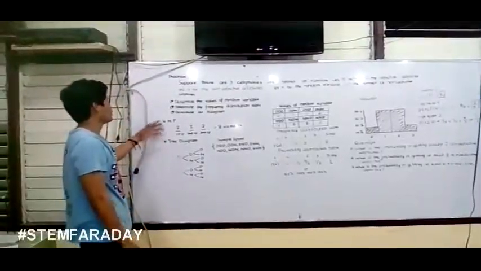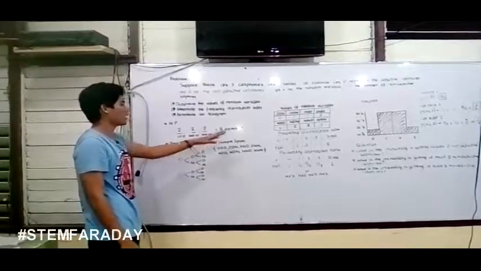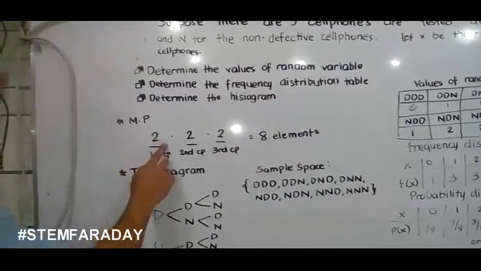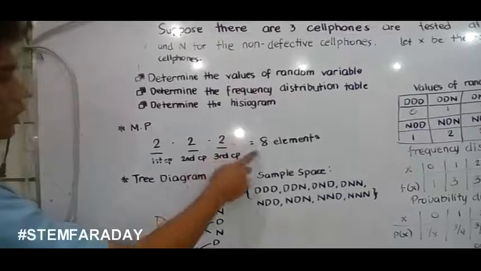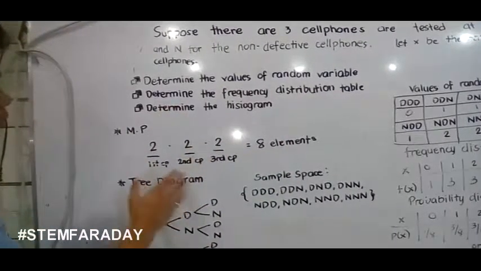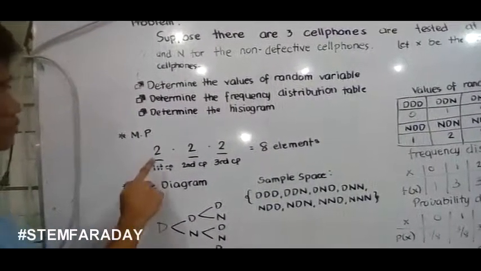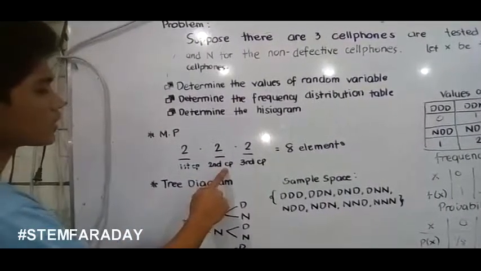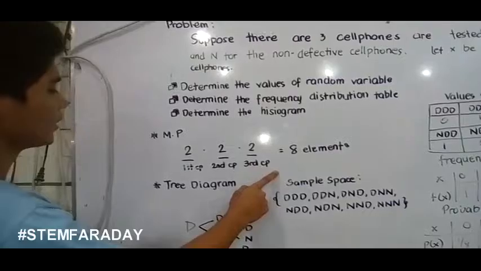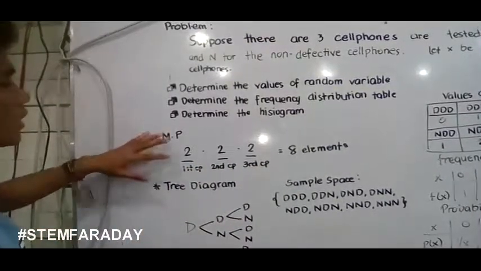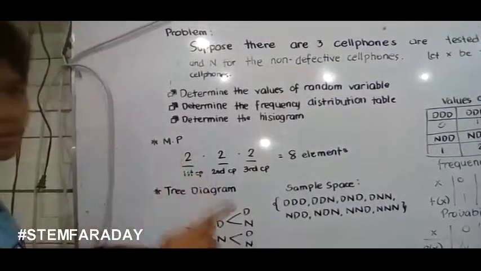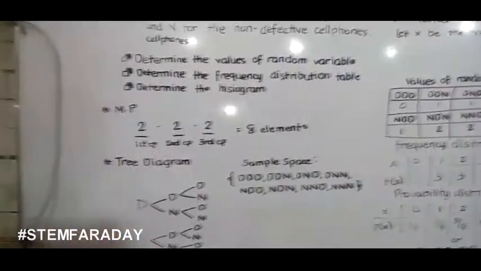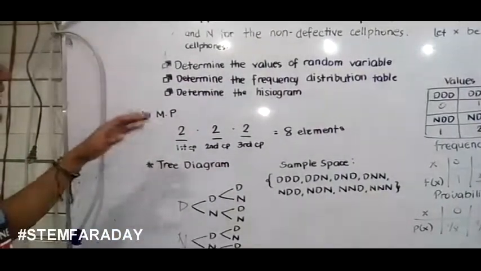First thing to do is construct the multiplication principle. 2 times 2 times 2 equals 8. The first blank represents the first cell phone, and the second blank the second cell phone, and the third the third cell phone. Why 2? Because there are 2 elements in the cell phones, which is defective or non-defective. Note the actual elements inside the sample space.